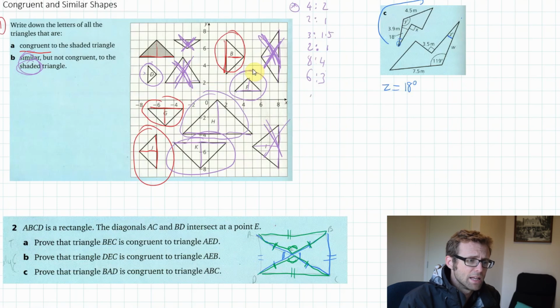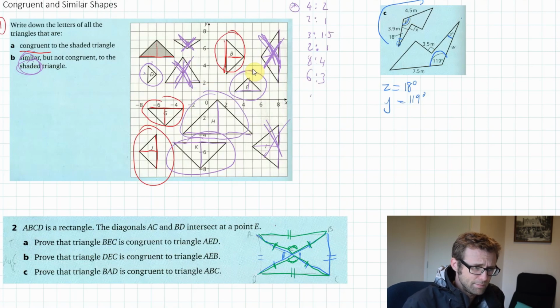Okay, and then we can say that Y is equal to 119 degrees because that corresponds to that. Now we've got to see the enlargement factor at this point. So let's just see what corresponds with what. When we flip this around, this 3.9 corresponds to the W, and let's see, what else have we got? This 4.5 corresponds with the 7.5, so this is going to be where we get our enlargement factor from.